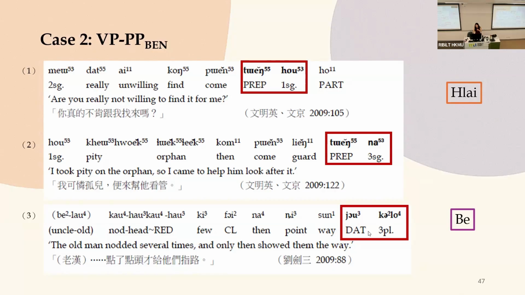And here, this is the Bai example. You can say, "The old man nodded several times and only then showed them the way." But it was written as "point way to them" or "point way for them." Okay.